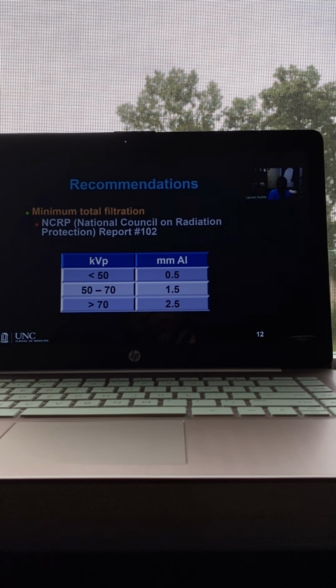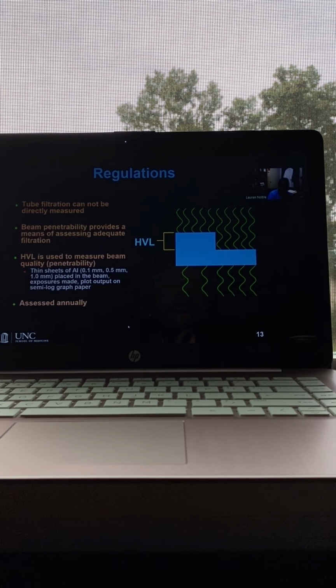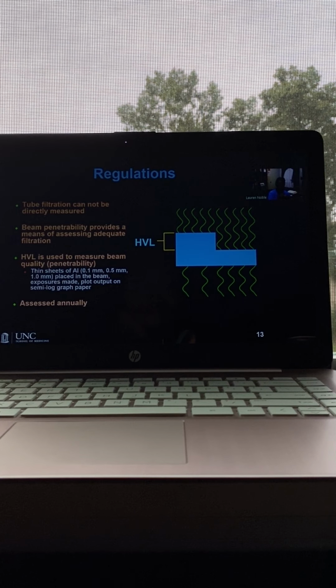Okay. So you okay with that? So whoever the vendor is for an X-ray tube, they will follow these recommendations. Okay. Now, there are also regulations. When it comes to tube filtration, it can't be directly measured.